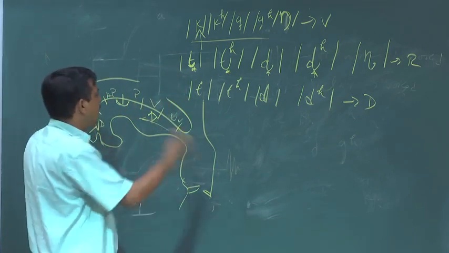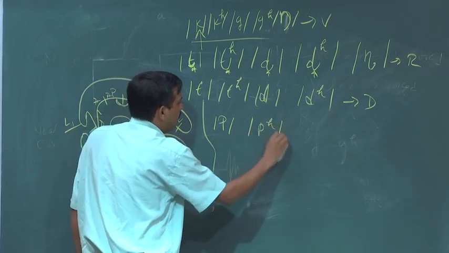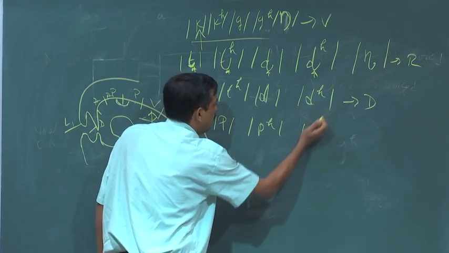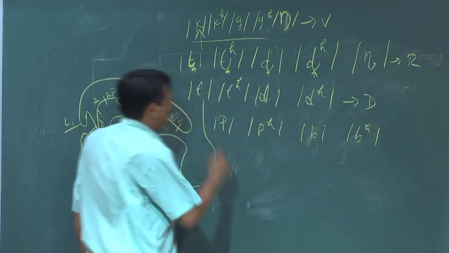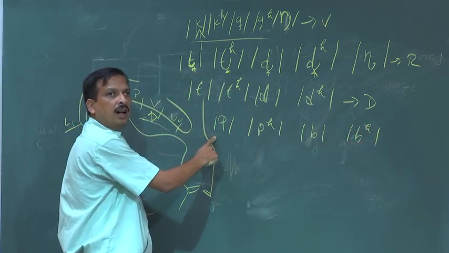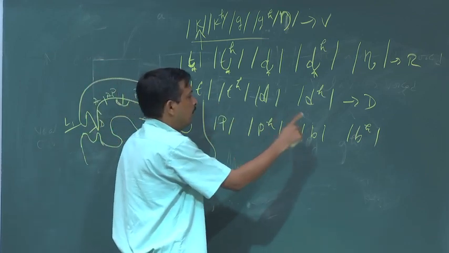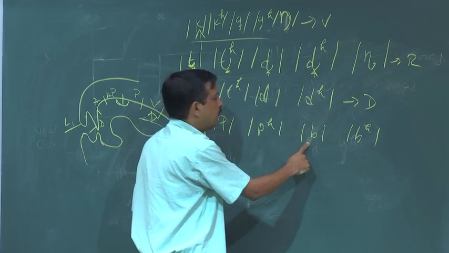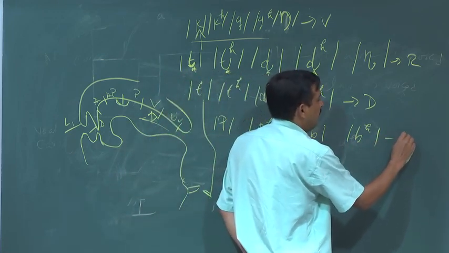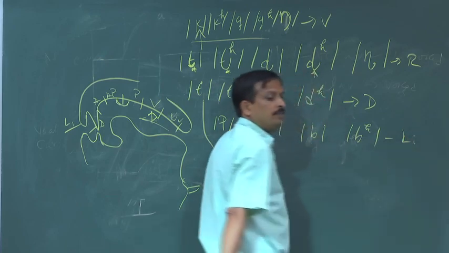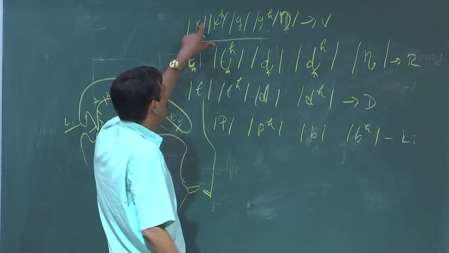Okay. Then we have pa, pha, ba, bha. Unvoiced unaspirated, unvoiced aspirated, voiced unaspirated, voiced aspirated. These are bilabial, labial. Okay. So, these are the stop consonants.